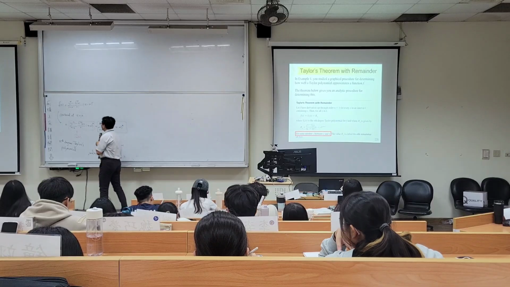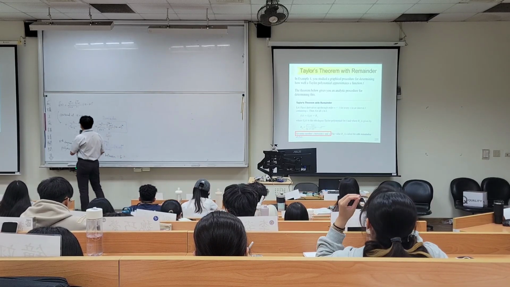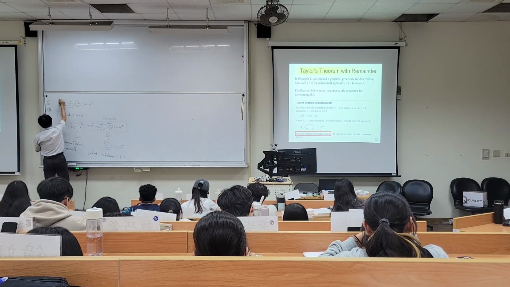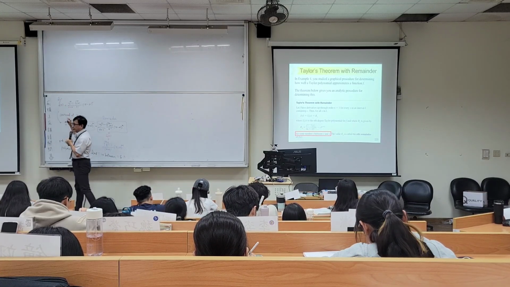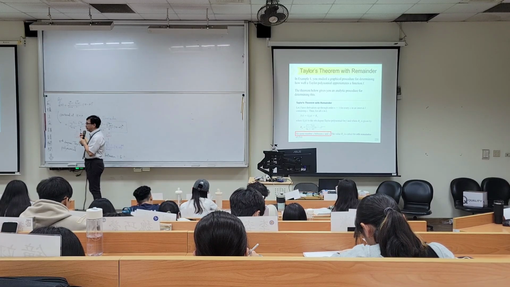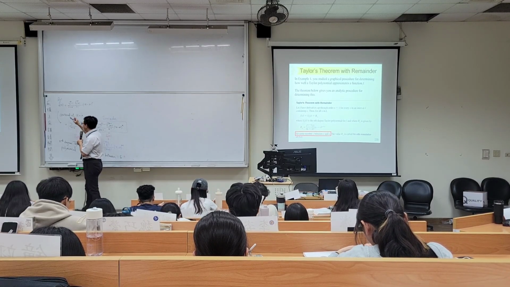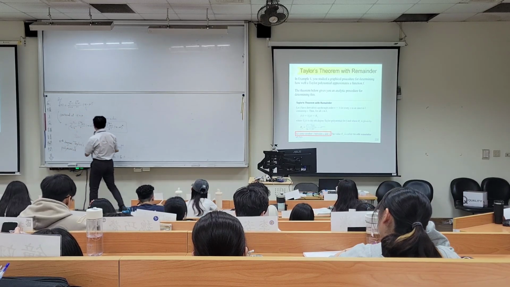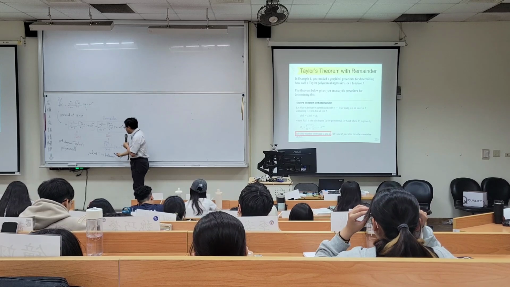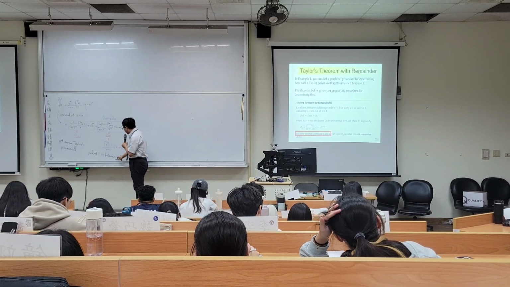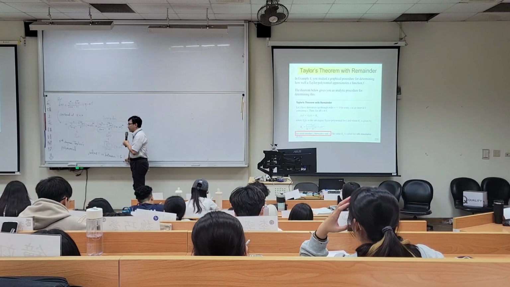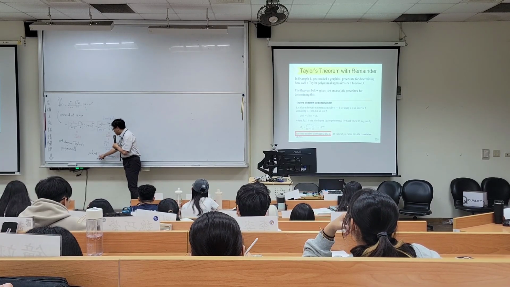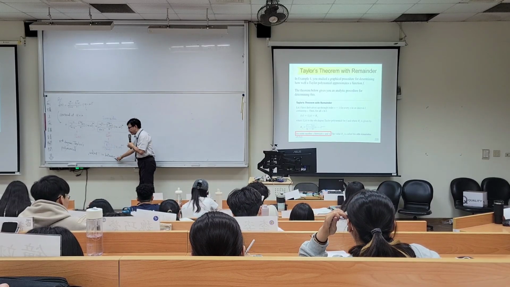For instance, if you want to find f of 3, then x will be 3. You want to evaluate the function at 3, that will be f of 3, so x will be 3. We don't know whether x or a is bigger, but the only thing we know is that this number c is between x and a.